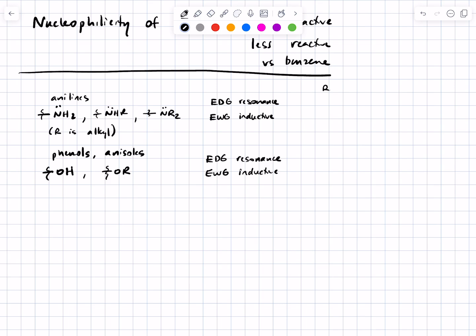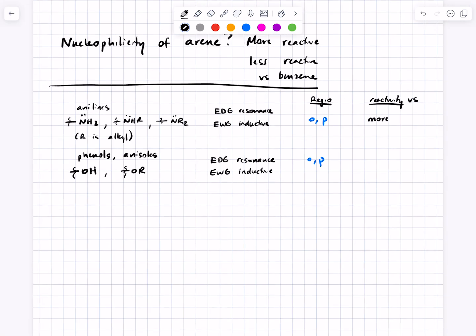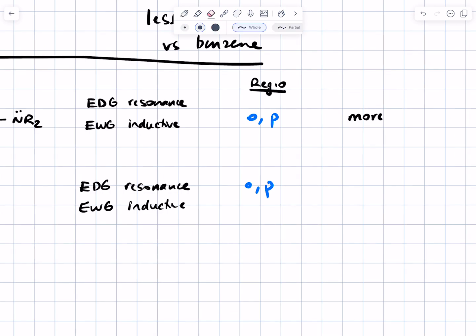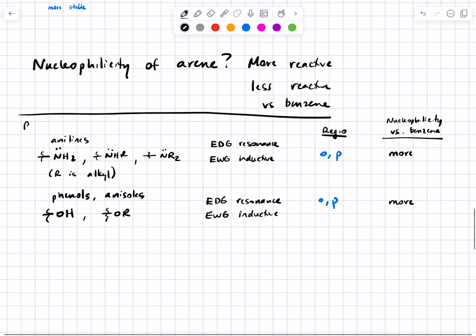Now, how does that impact regioselectivity? Both of these are ortho and para directors, presumably because the resonance effect dominates. And in terms of reactivity, or nucleophilicity, versus benzene, we're going to say more for the anilines and the phenols and the anisoles: more reactive than benzene. But we're putting them in ranked order, so you'd predict the anilines to be a little bit more reactive than the phenols.